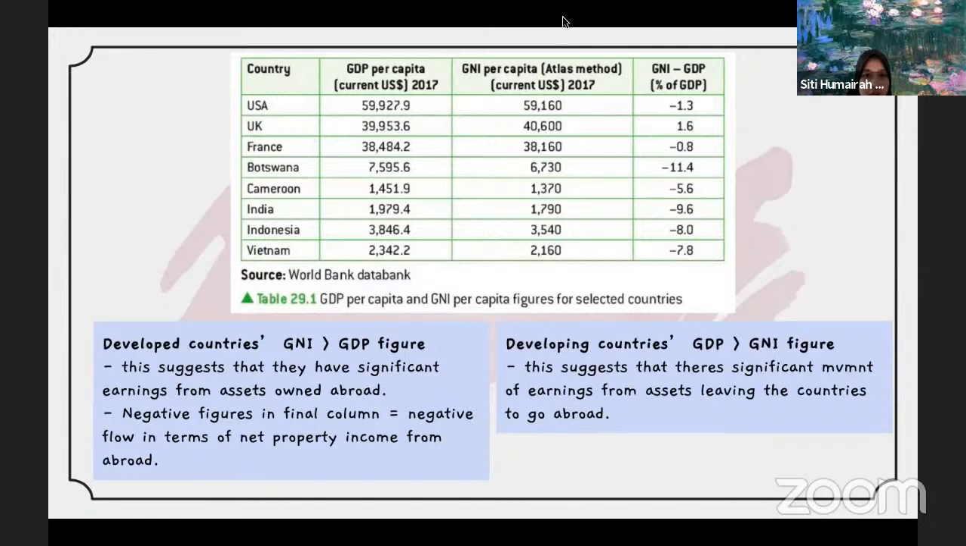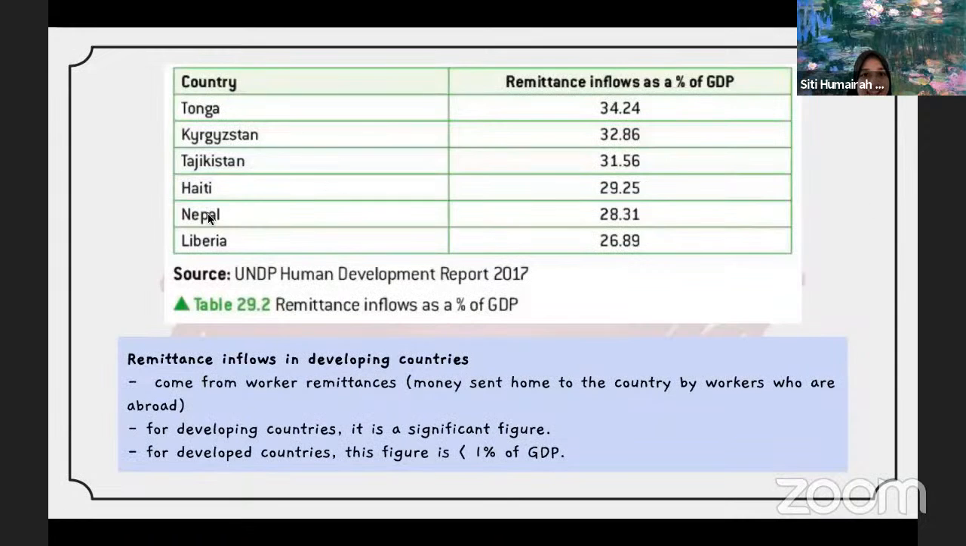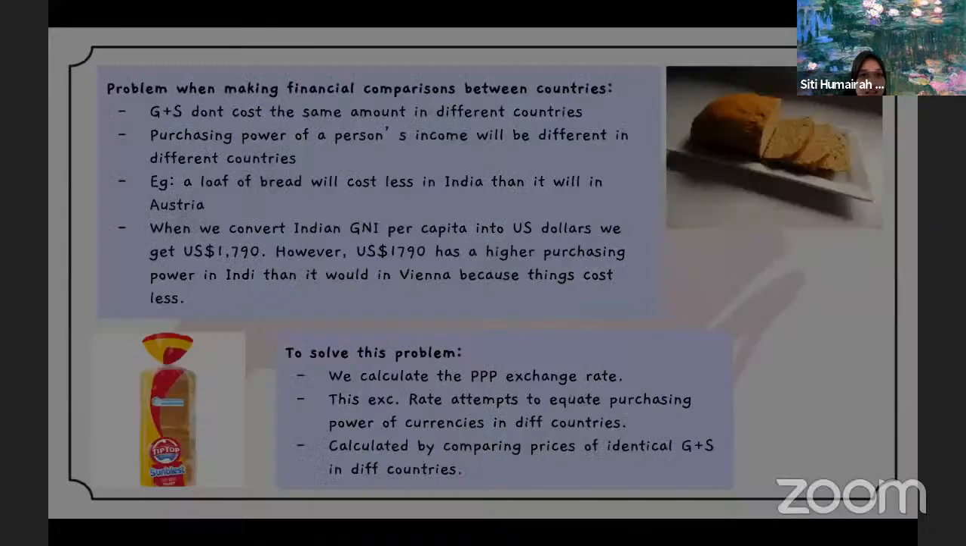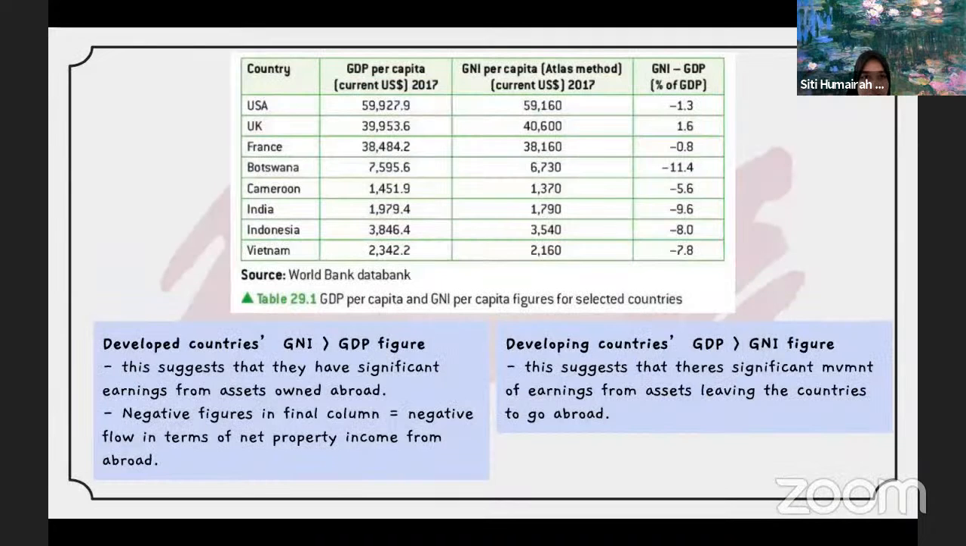So in contrast, for developing countries, the GDP will be higher than GNI. So this suggests that there is significant earnings from assets leaving the countries to go abroad. Okay. So example of developed country, as you can see here, is UK. So as you can see, the GNI is higher than GDP. So GNI dia kalau tengok 40,600, but the GDP is 39,900.